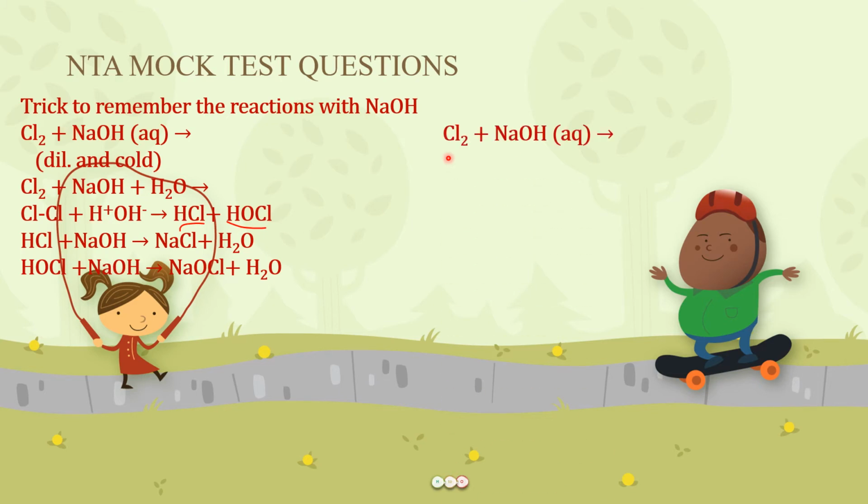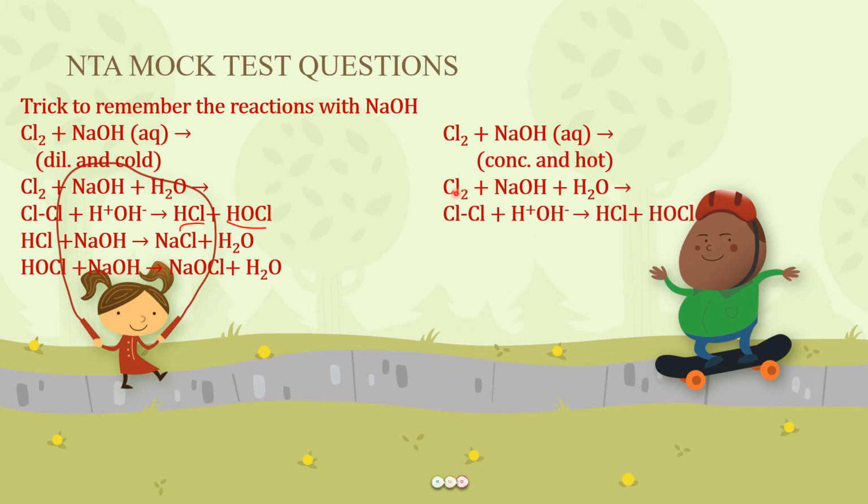Okay. Now let us move on to the other side, when we have chlorine reacting again with aqueous NaOH, but this time the NaOH is going to be hot and concentrated. So what is going to be the difference? Let us see over here. Again, this will be chlorine plus NaOH plus water. Again, what we will react first is chlorine and water. So what is the product formed?